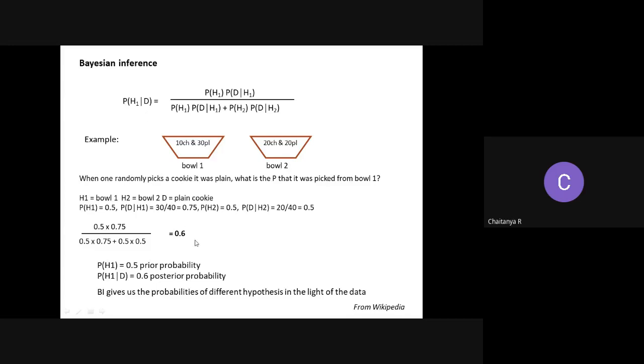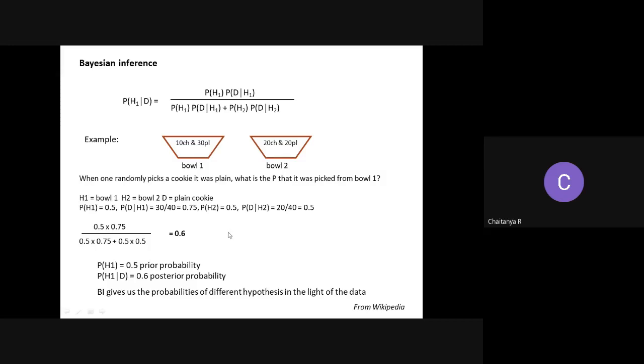So in essence, what I'm saying is, if I'm blindfolded and I pick a cookie and it turns out to be a plain cookie, the posterior probability of the plain cookie coming from bowl 1 is 0.6, right?